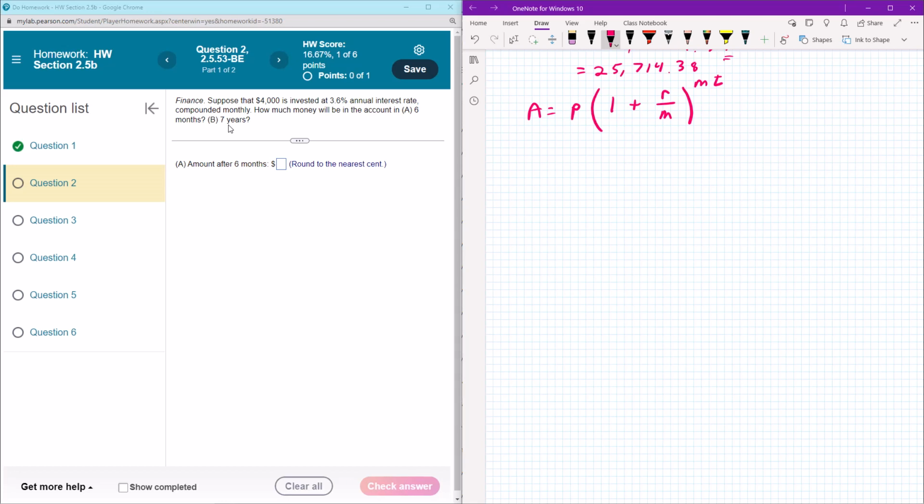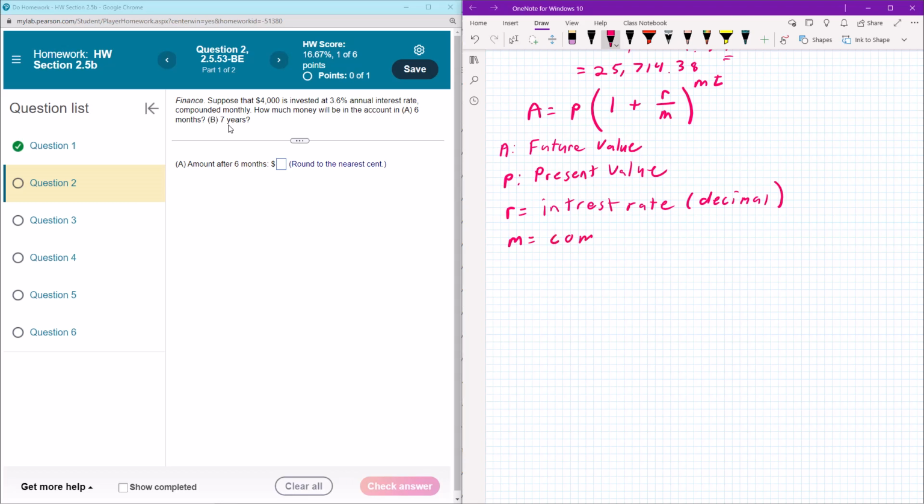Well, A is the future value, how much we're going to get back. P is how much we're investing, so that's the present value. In this case, it will be $4,000. R is the interest rate as a decimal. M is the compounding frequency. And T is the time in years. Once again, the future value is the thing that we're trying to find. The present value is $4,000.